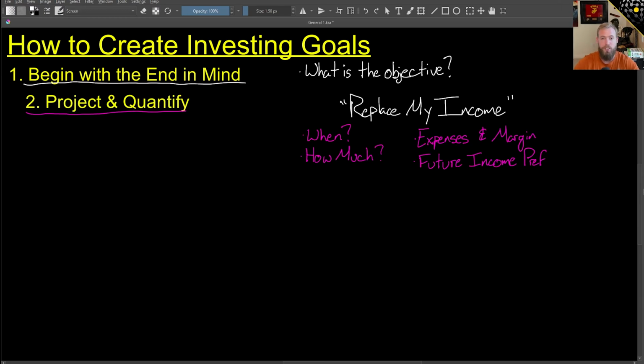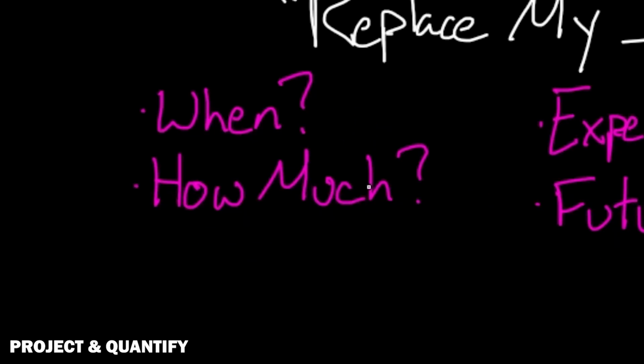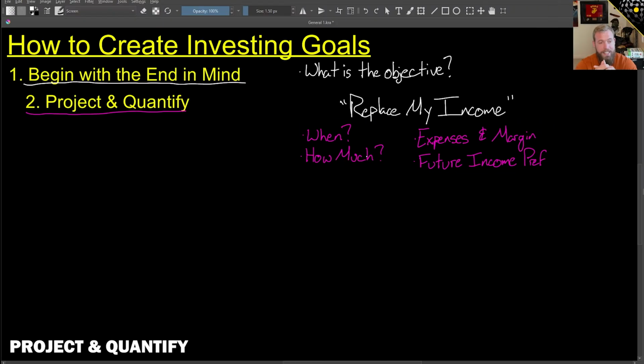The next step is we now need to take that end state, replacing our income, and project it out in time, and then we need to quantify things. So these are the questions you have to ask yourself. When are you attempting to replace your income with your investing income? How much is your current income, aka how much investing income do you need? What are your expenses and what are your margins? This isn't necessarily used directly in these formulas I'm going to share in a little bit, but it is more a thing we want to track because that's going to be one of the most impactful early levers you can pull on to get your desired outcome. And then the last one is your future income preferences.